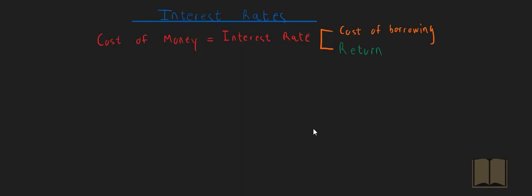But on the flip side, the interest rate is a return for the person who's providing the money. So for them, it's an income. The words or phrases cost of money, interest rate, cost of borrowing, as well as return are quite often used interchangeably. So we need to be mindful of the context in order to determine whether it's the interest rate being charged to the borrower or it's the interest rate being received by the lender.